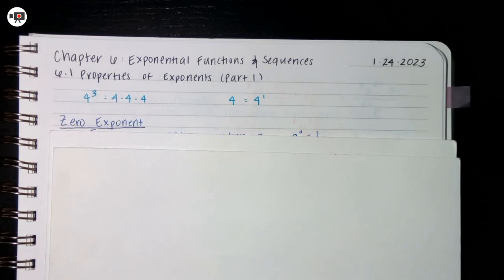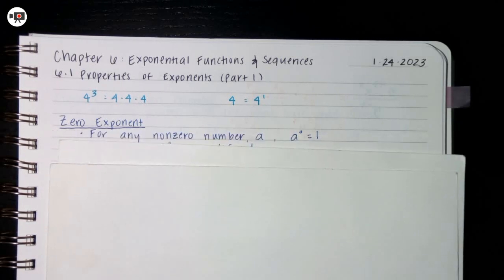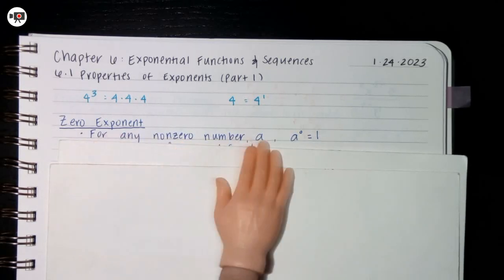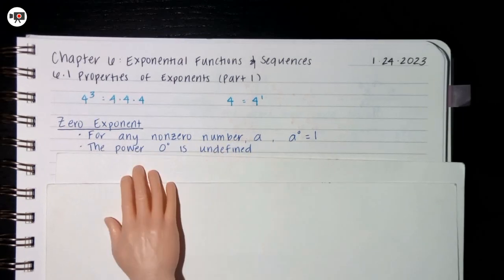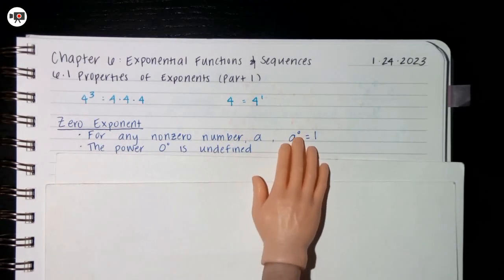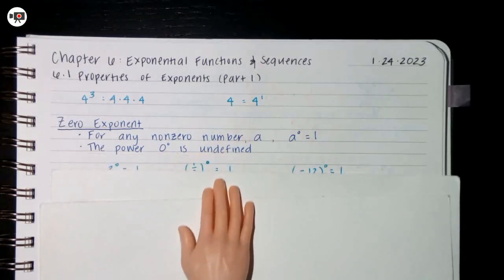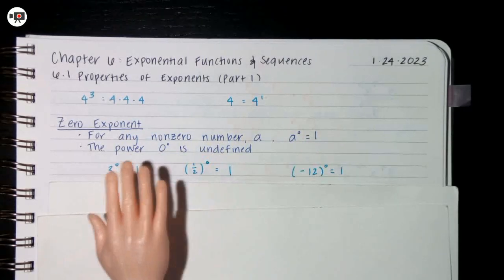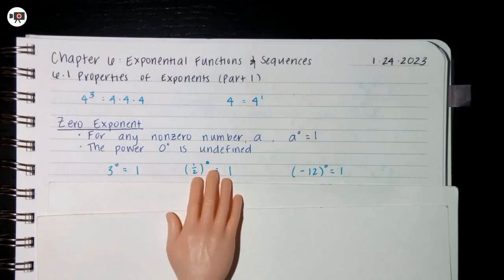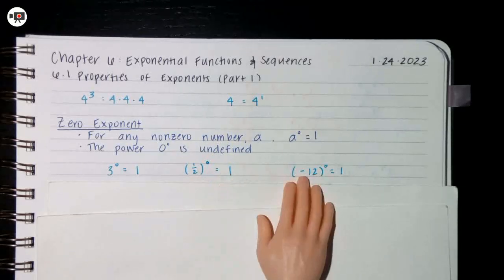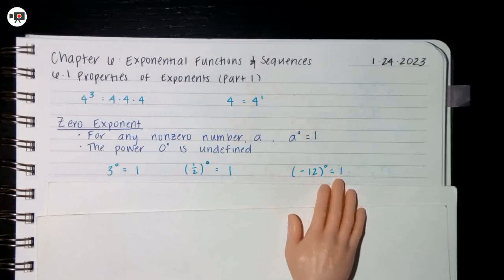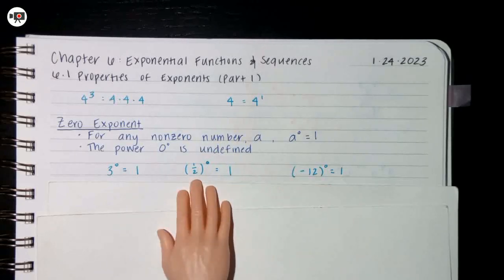If we have a zero exponent, for any non-zero number, a, the power of a to the 0 is 1. 0 to the 0 power is undefined. So 3 to the 0 power is 1. 1/2 to the 0 power is 1. And negative 12 to the 0 power is 1. It doesn't matter what this number is. Whatever is raised to that 0 power, the answer is 1.